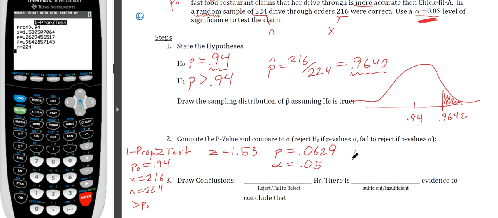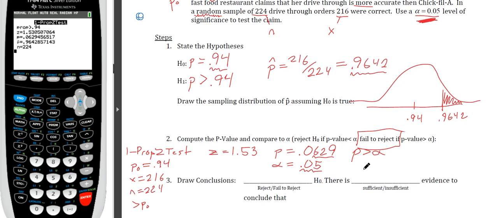And unfortunately, p is too big. It's bigger than alpha. What that means is that if we were to reject the null hypothesis, we have about a 6% chance of making a mistake when we really want at most a 5% chance. So it is far too risky for us to reject the null hypothesis in this case. This means that we fail to reject the null hypothesis.